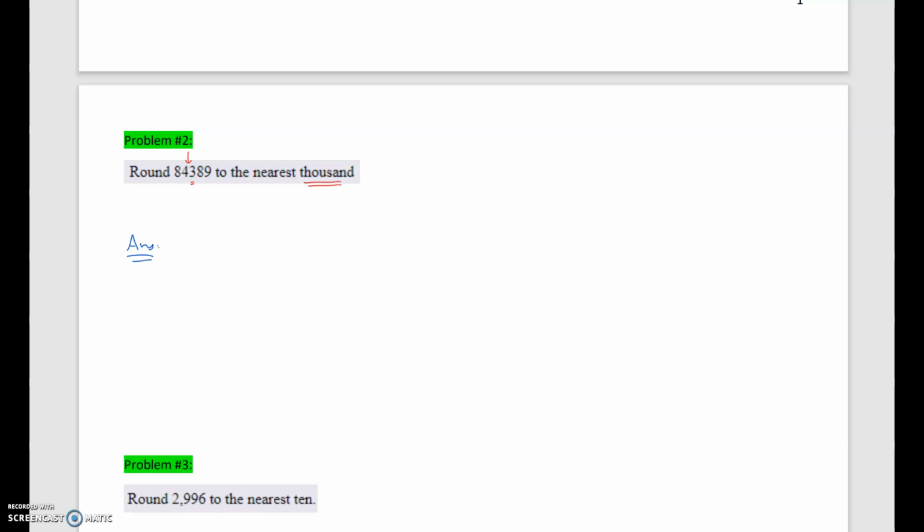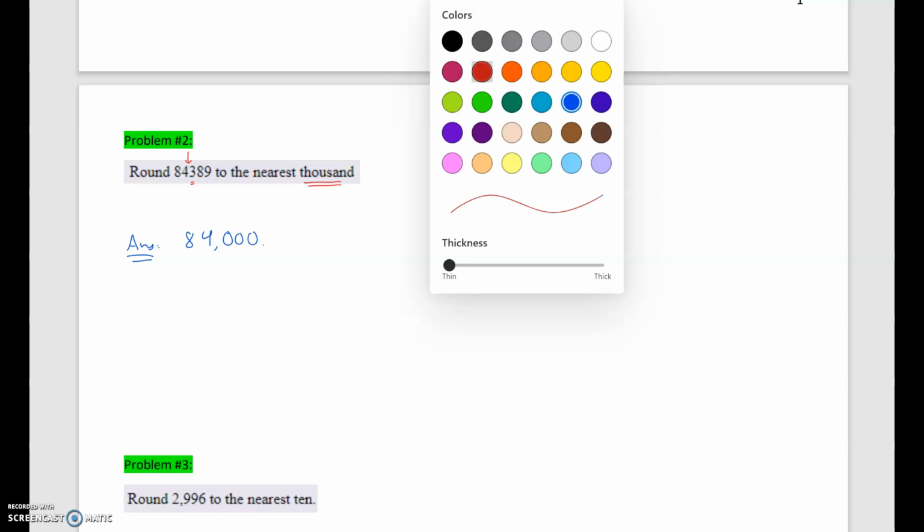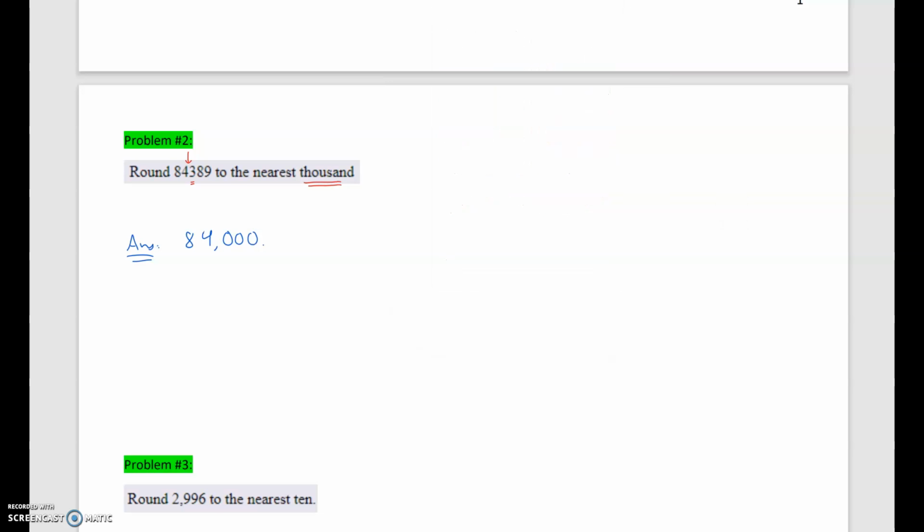But you're not going to move the 4. You're going to move the 3 to 0 and then every other value. So the final answer will be 84,000 and then 0, 0, 0. So rounding that number to the nearest 1,000, it's 84,000.